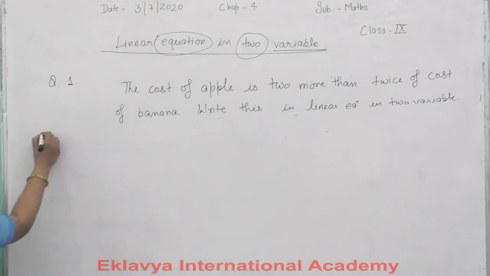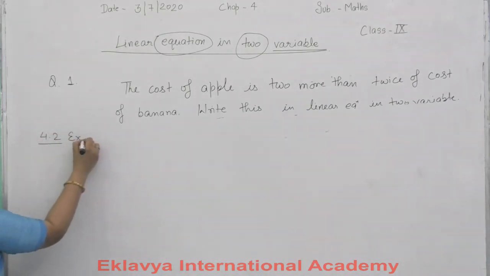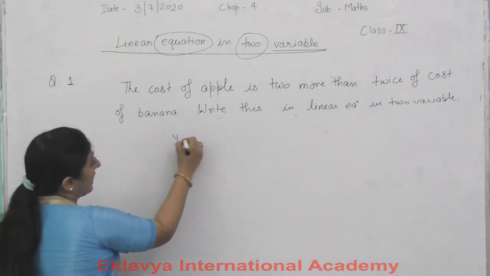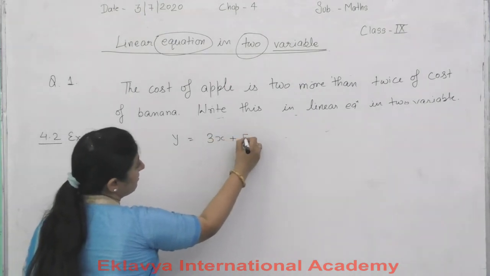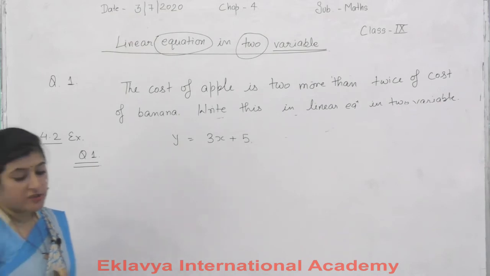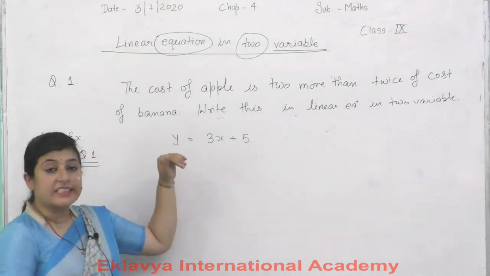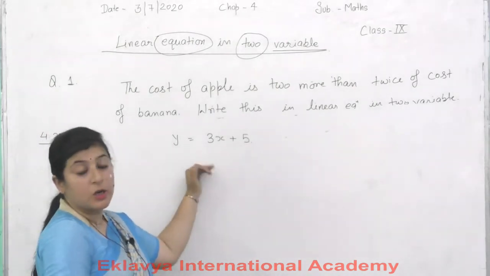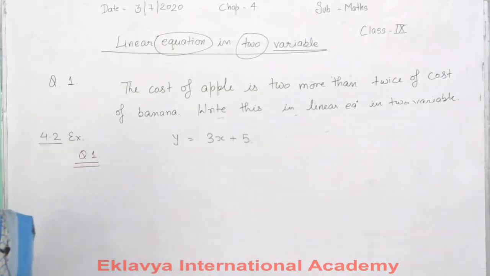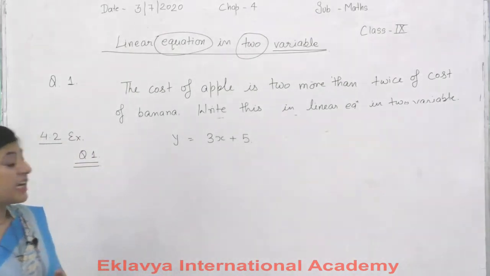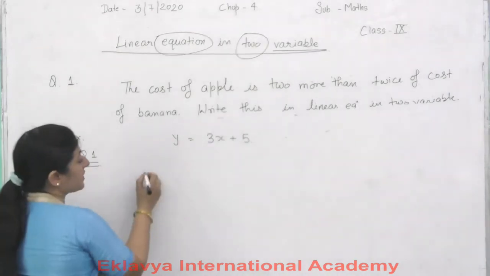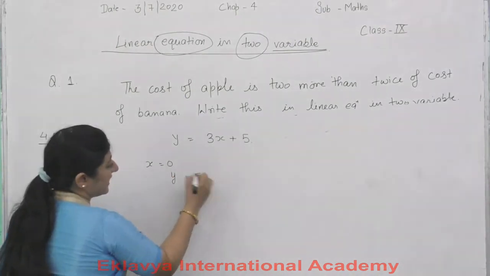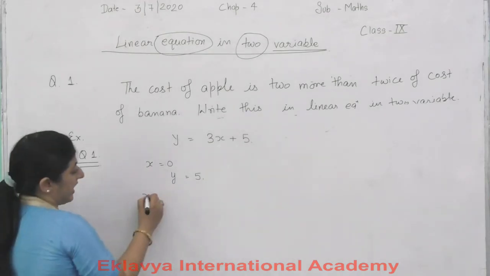Our question is from exercise 4.2. Question first. It is given to you y is equal to 3x plus 5. The question is, you have to tell whether this type of equation has a unique solution, one solution, no solution, or infinitely many solutions. Which option is correct? Then how can we check it? Solve it first. Suppose I write x is equal to 0. Then y is equal to, you can now put directly 5.